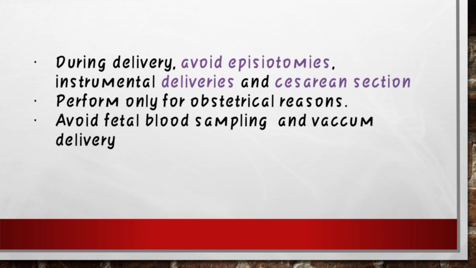Lots of blood can be lost from the mother's body. Also avoid fetal blood sampling and vacuum delivery, because this is a genetic disease, so the baby may have the disease. If we perform fetal blood sampling and vacuum delivery, there is an increased chance that the baby's condition also worsens. So we have to avoid all these things in case of von Willebrand's disease and also hemophilia A and B. So I hope this is clear.